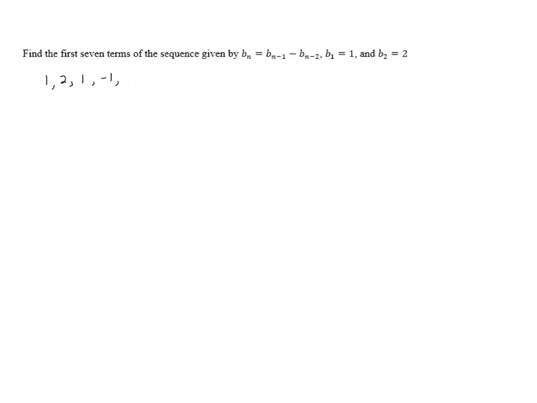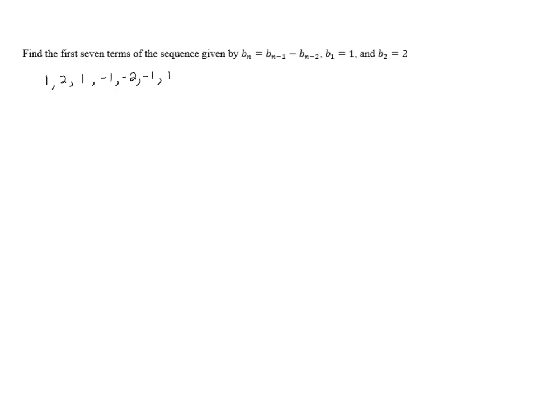Then for the fifth term, we need to take the fourth term minus the third term. Negative 1 minus 1 gives us negative 2. Then for the sixth term, again, we need to take the difference of the preceding terms. Negative 2 minus negative 1, which is the same as negative 2 plus 1, which gives us negative 1. And then for the seventh term, we need to take, again, the difference of the 2 preceding terms. We've got negative 1 minus negative 2, which is the same as negative 1 plus 2, which gives us 1.